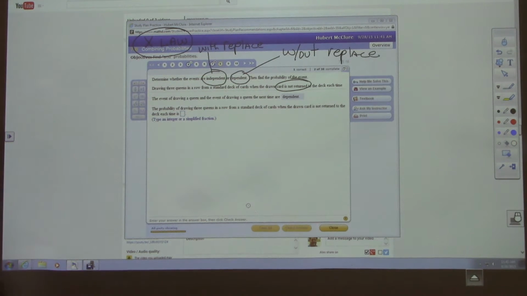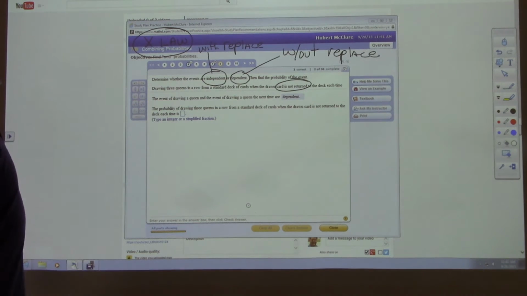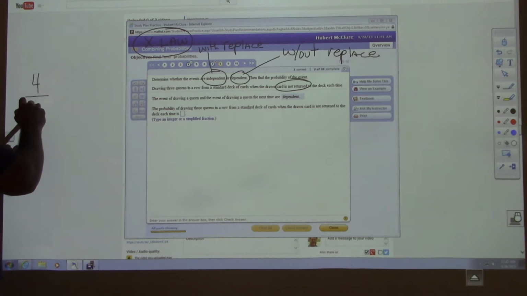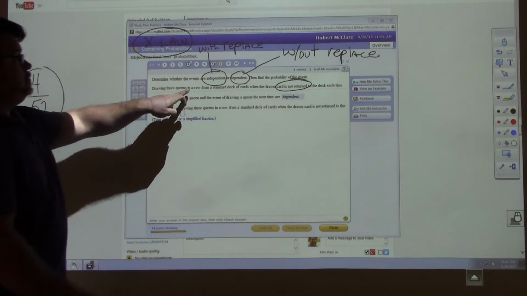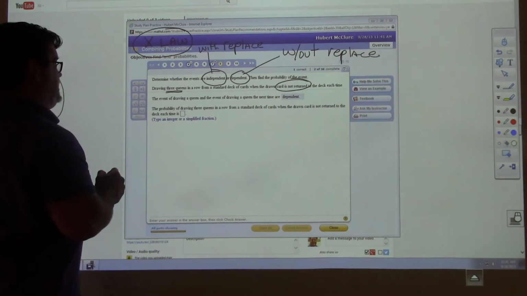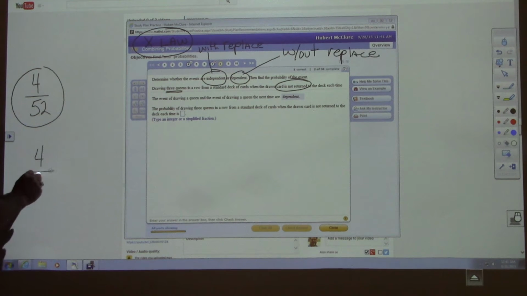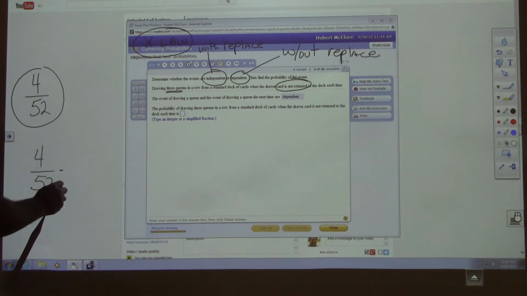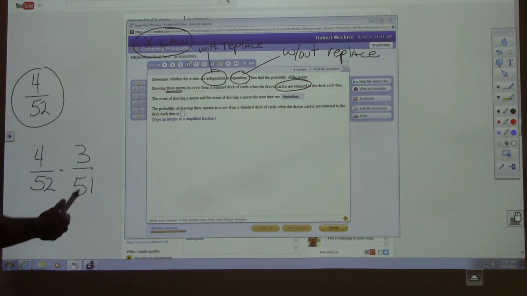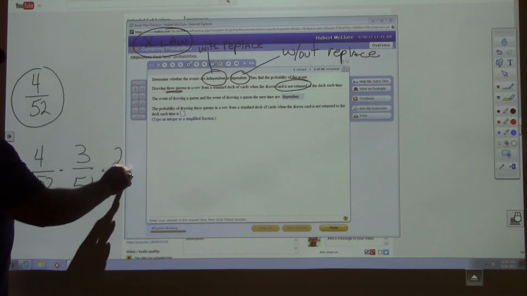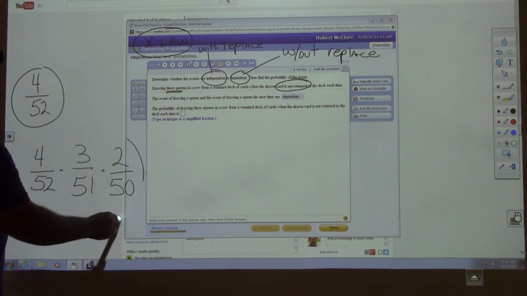We know that a queen is 4 out of what? 52. How many times are we drawing? 3 times. So that'd be 4 out of 52 times 4 out of 52, times 3 out of 51, because what are you doing with the card after you pick it? Put it in your pocket. Times 2 out of 50. There you go. Now multiply those 3 together.